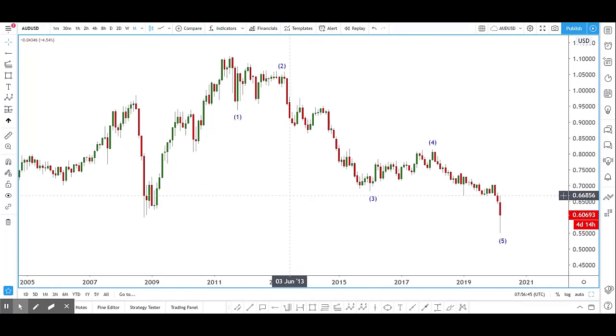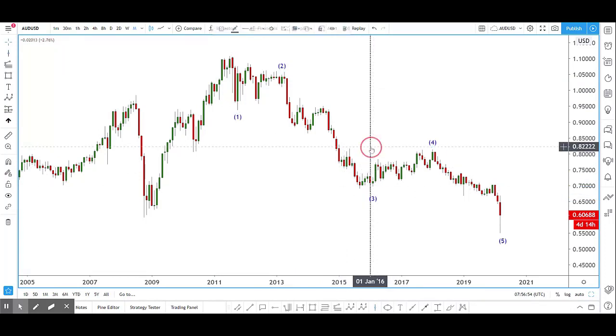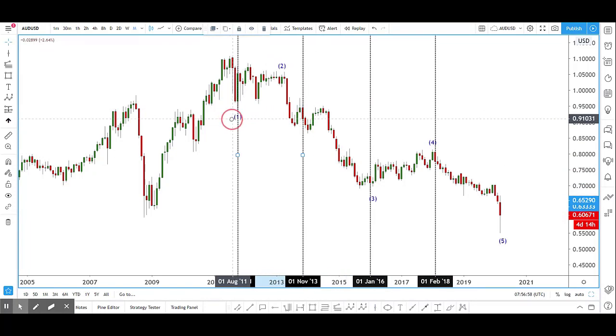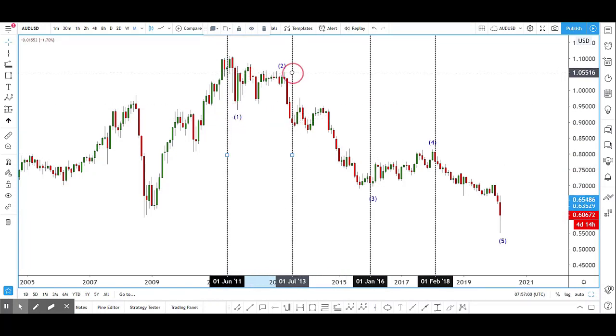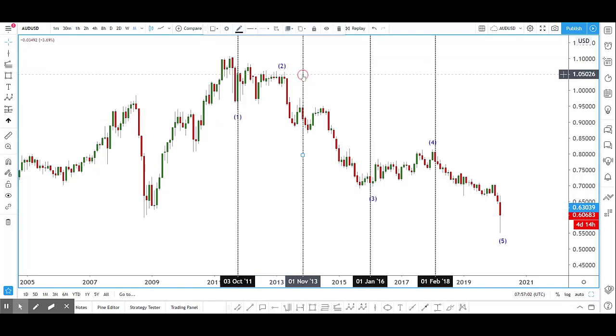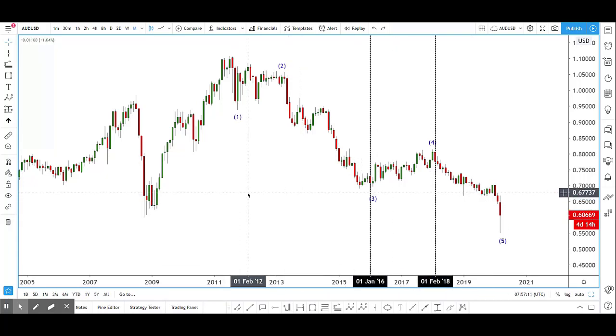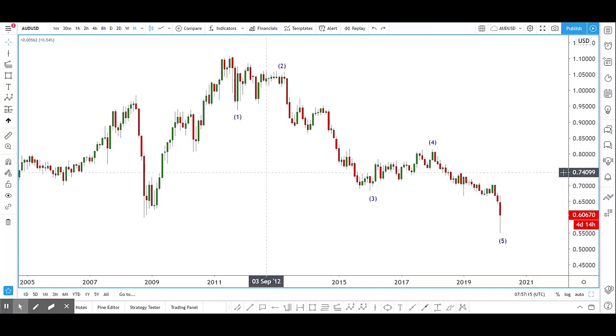Now the rule of alternates in Elliott wave states that if wave 2 is a narrow wave, wave 4 should be a wider wave, and you can see from here that the distance of wave 4 compared to the distance of wave 2, wave 2 is definitely narrower than wave 4. Okay, so since that's the case, wave 2 and 4 have satisfied the rule of alternates.